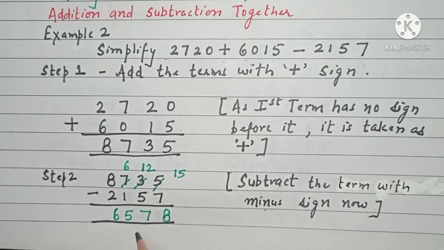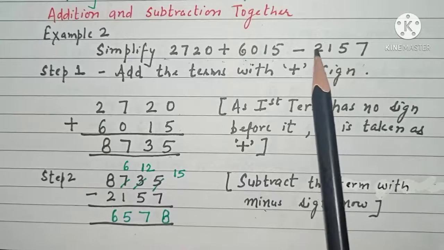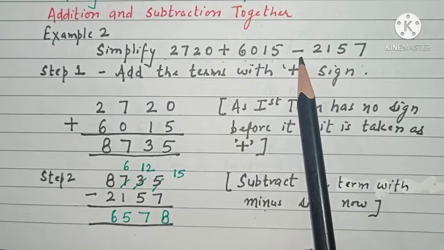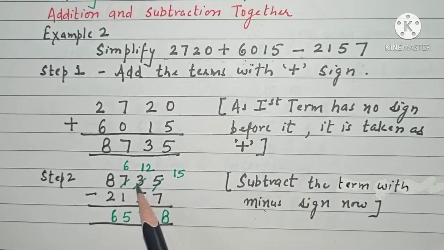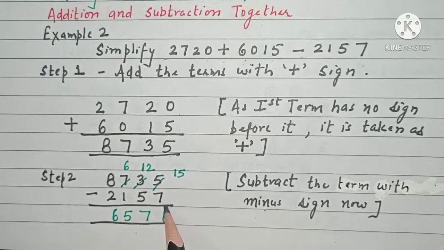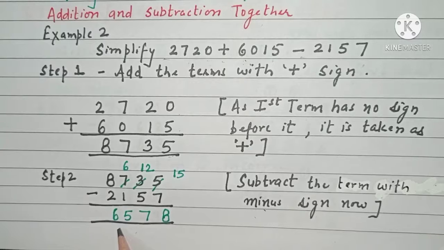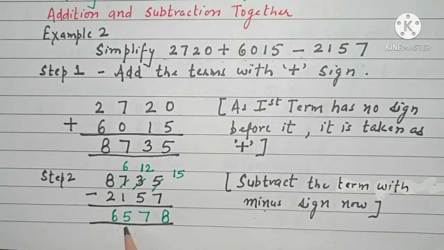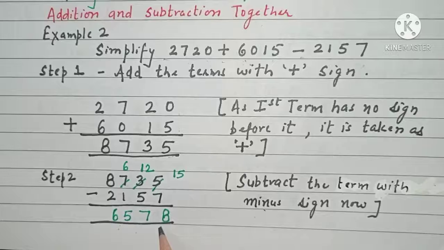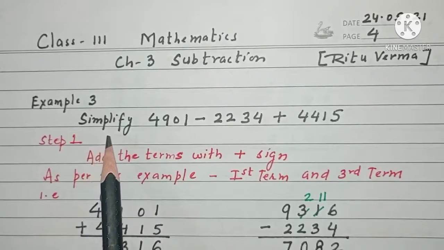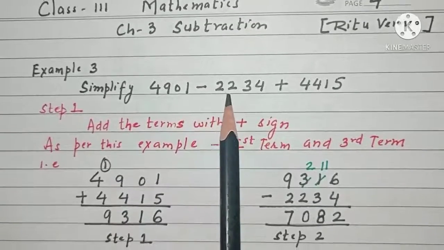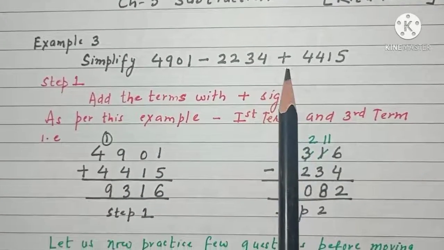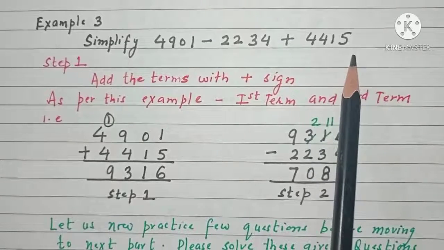In step 2, we need to subtract the term having minus sign in front of it from the answer of the addition. So here 8735 minus 2157, and in our step 2 we will be getting the final answer as 6578. Let us try one more simplify question, which is 4901 minus 2234 plus 4415.